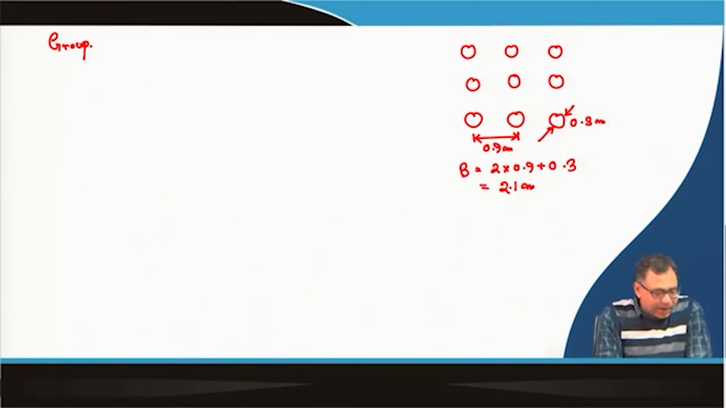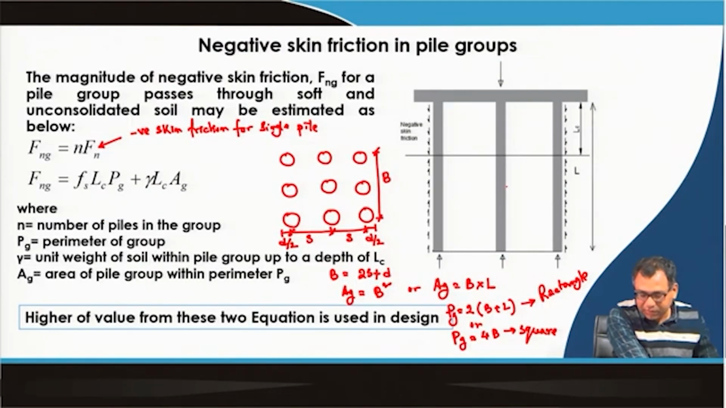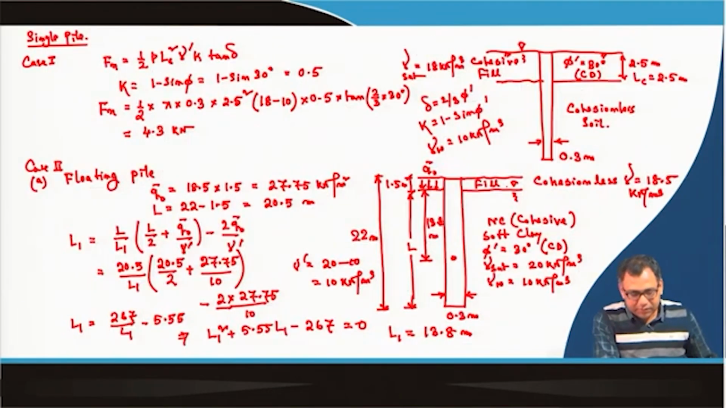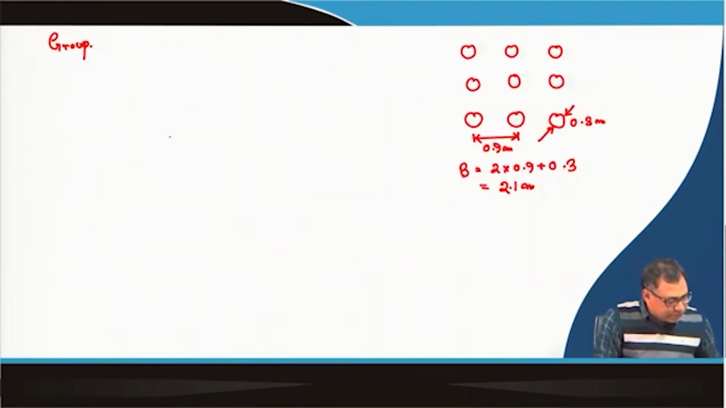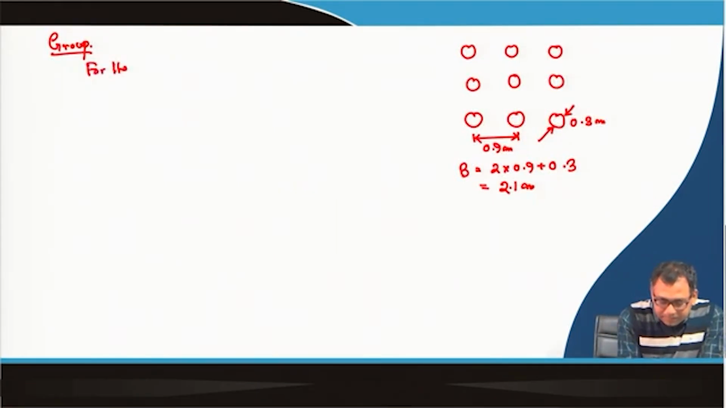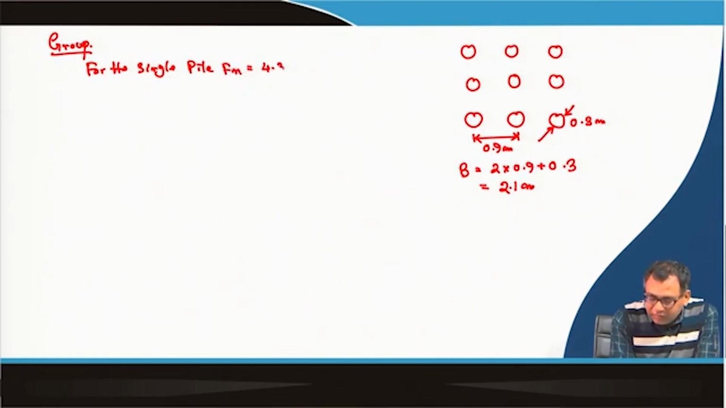So the same problem I have done for the single pile, the same problem I am taking here, case 1, for the group pile. For the single pile, Fn was 4.3 kilonewton. So I am taking the same problem here.